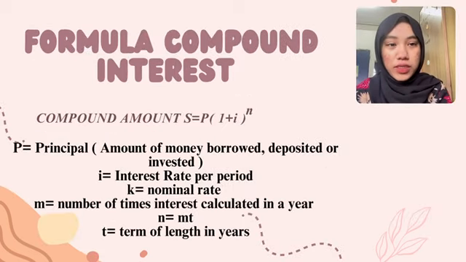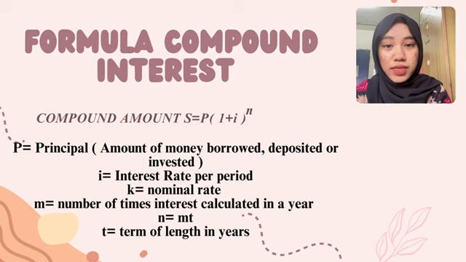Formula of compound interest. Compound amount S equals P times (1 plus I) to the power of N. P stands for principal, that is the amount of money borrowed, deposited, or invested. I stands for interest rate per period. K stands for nominal rate. M stands for number of times interest is calculated in a year. N equals MT, and T stands for term or length in years.